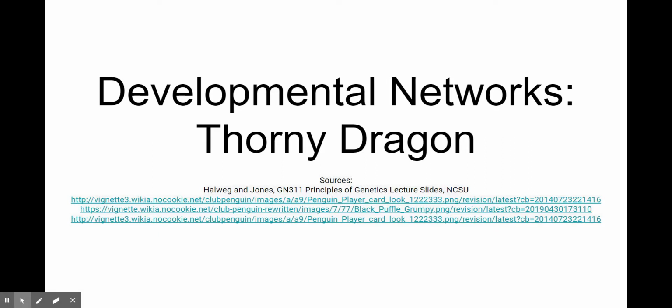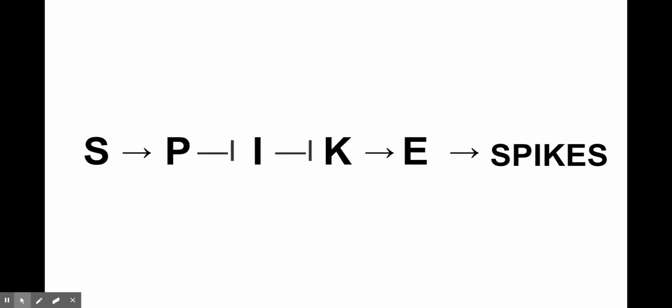In this video, we'll be talking about developmental networks, specifically for the thorny dragon. The developmental network we'll be looking at is that for the spikes created in the skin cells, seen by this network here. This network shows our wild-type condition in which all genes are functional. To determine if spikes are produced, we will follow this network.